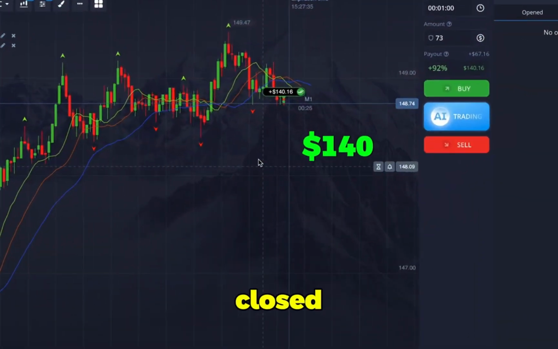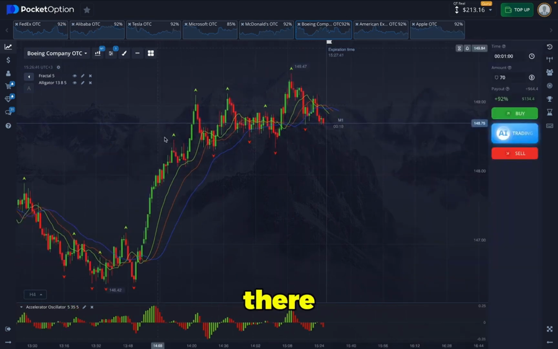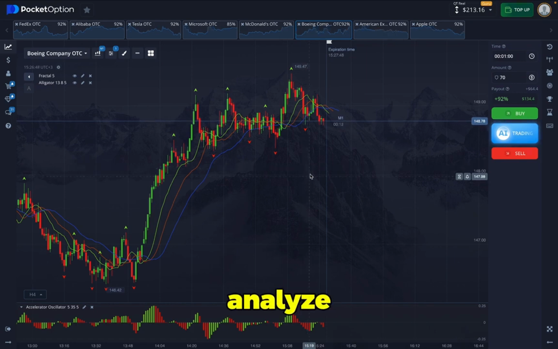The deal is closed at a plus. Great. Let's open the next position at $70. In general, I think there was a clear entry point here. It was similar to the previous one. So we continue to analyze and select the next deal.